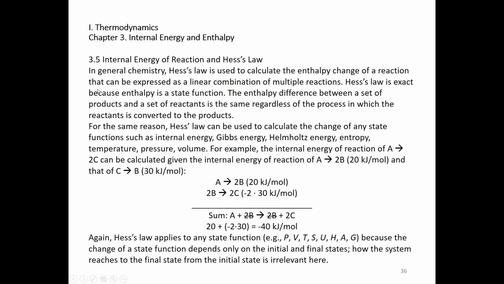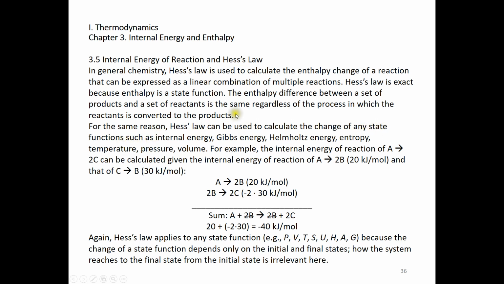In general chemistry, Hess's law is used to calculate the enthalpy change of a reaction that can be expressed as a linear combination of multiple reactions. Hess's law is exact because enthalpy is a state function. The enthalpy difference between a set of products and a set of reactants is the same regardless of the process in which the reactants are converted to the products.